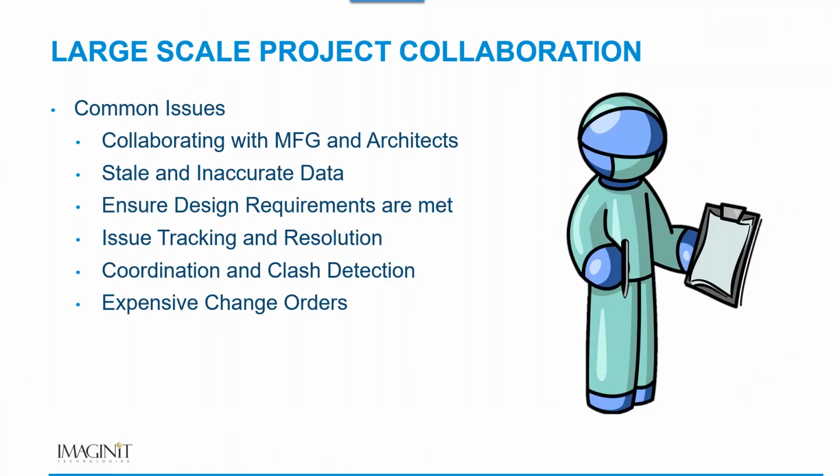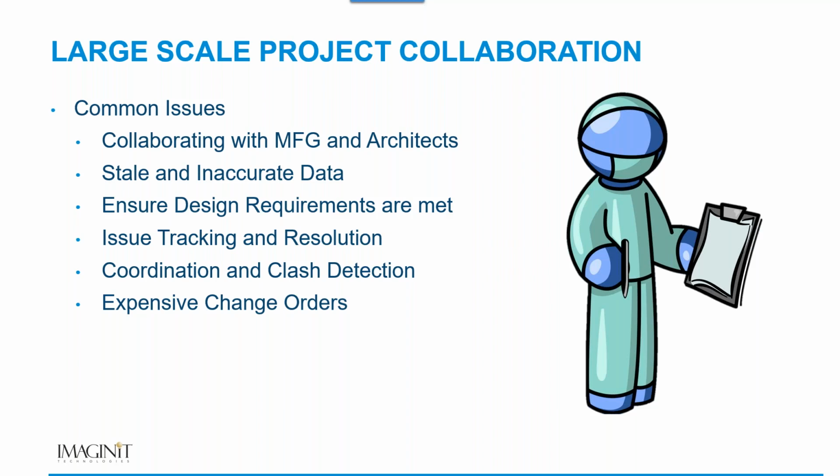So to kick us off here, let's talk about what our key problems are and what we're trying to address. When you work with large scale projects and you're collaborating with architects and manufacturers, there are a lot of common issues that occur during this sort of collaboration. That could be stale or inaccurate data by using, let's say, a synchronous drive like Dropbox or things like that, which may not keep in lockstep with your design software.